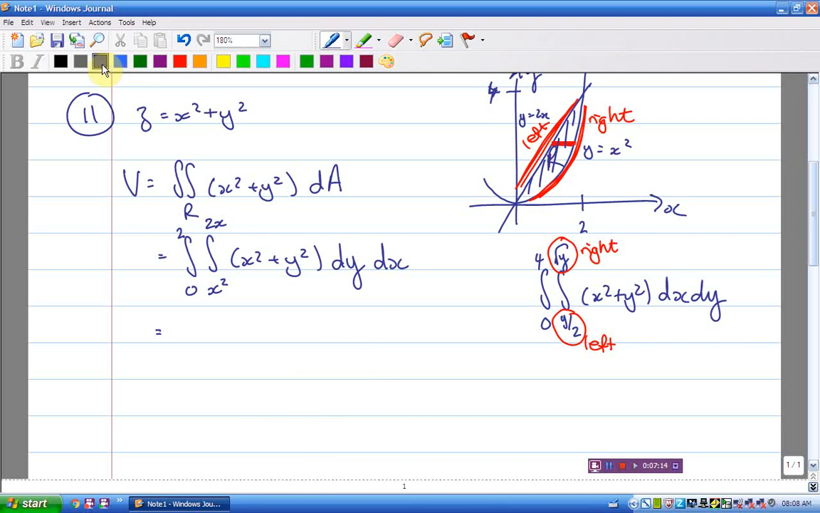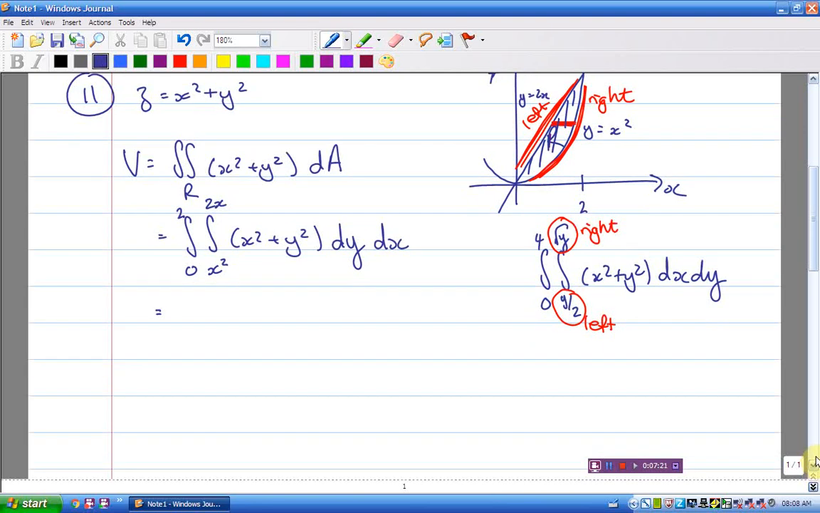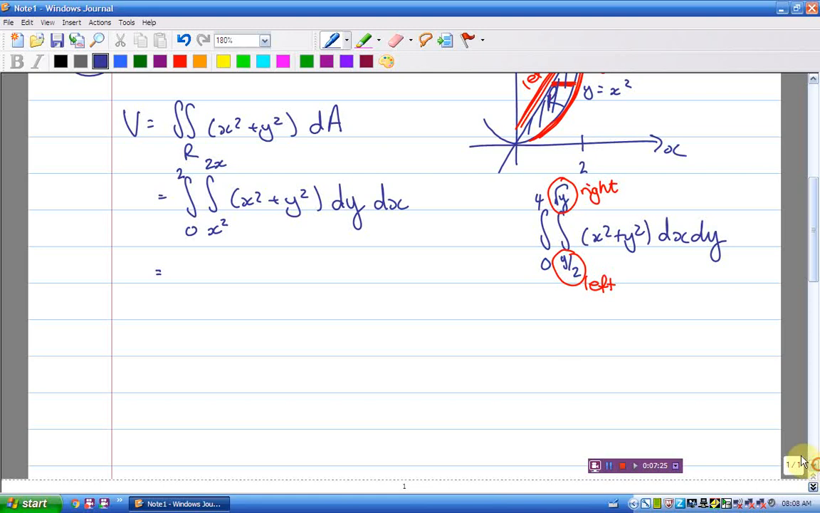Okay, it says to find the volume of the solid which lies under the graph of z equals x squared plus y squared. So z equals x squared plus y squared is our surface, and we're wanting the volume underneath it. So z equals x squared plus y squared is a paraboloid that looks like this. And we're wanting to find the volume underneath that paraboloid.